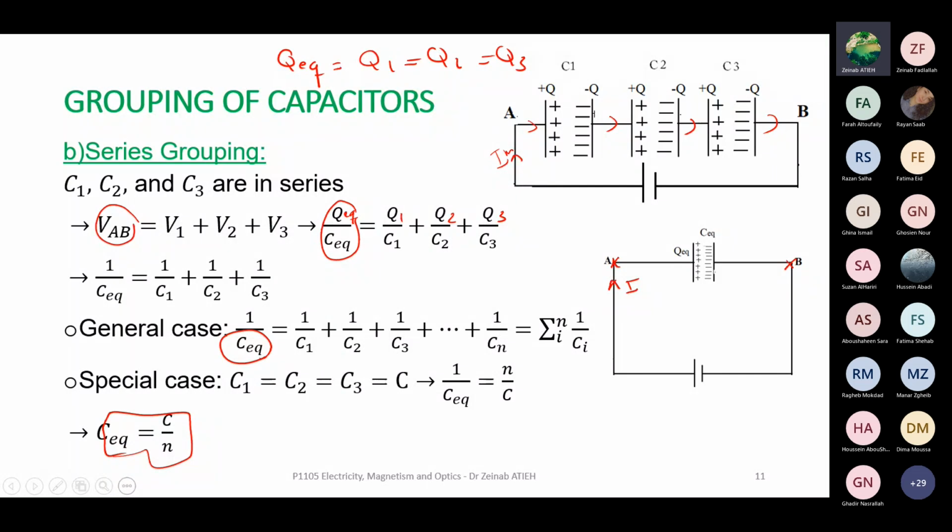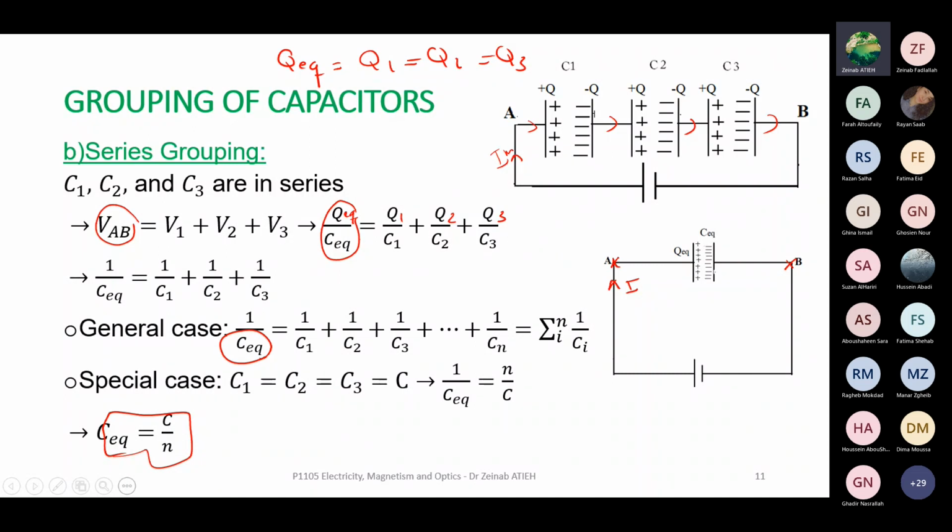When I put them in parallel, I am increasing the capacitance, but when I connect them in series, I am decreasing their capacitance. So the total equivalent capacitance gets smaller. It's better to connect them in parallel to increase the capacitance of the capacitor.